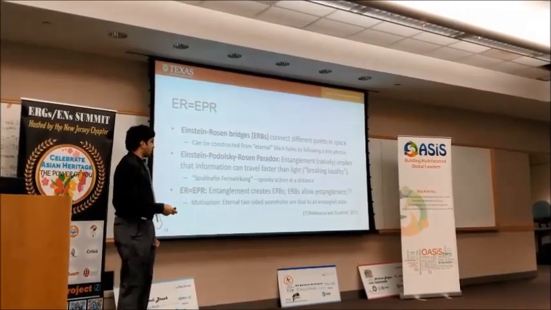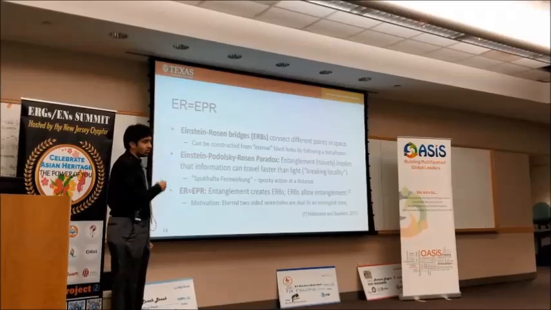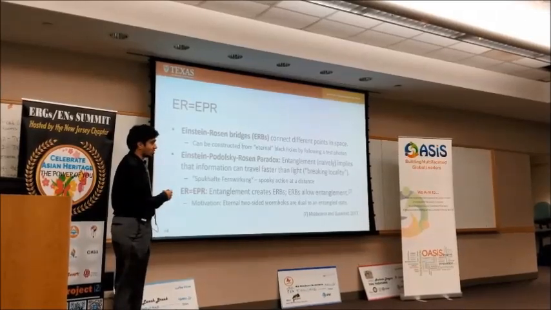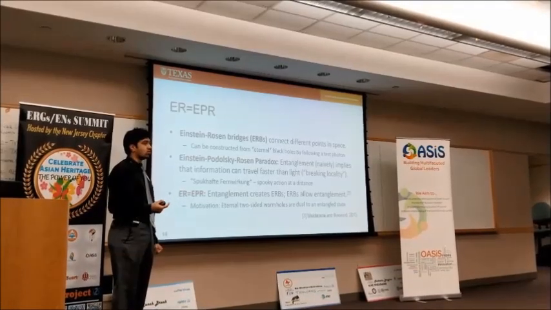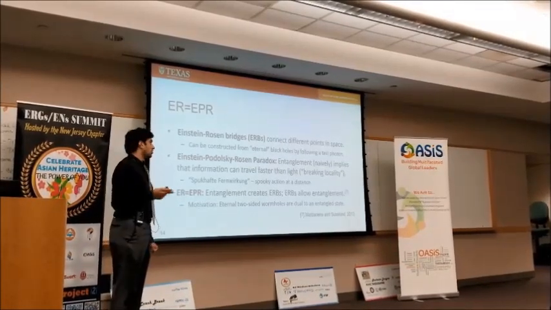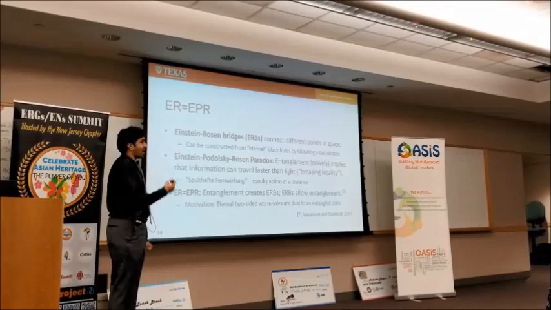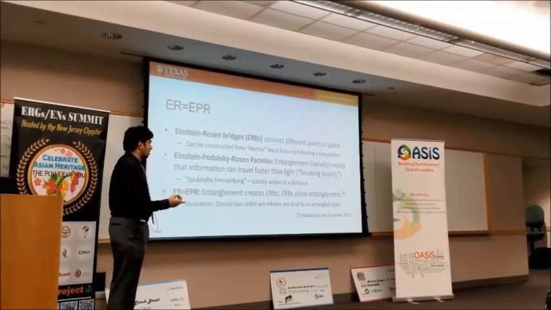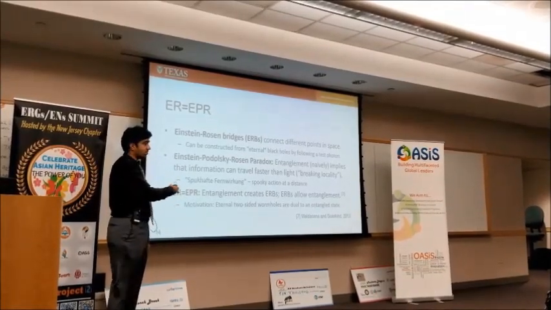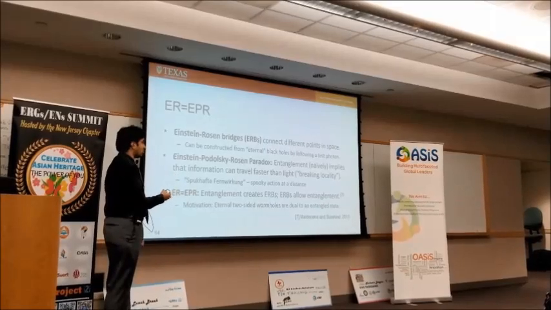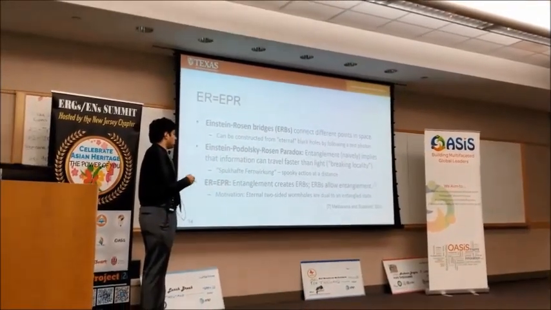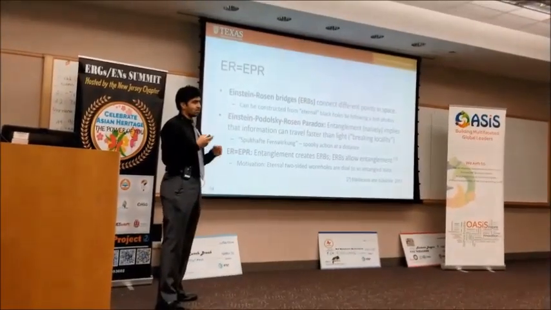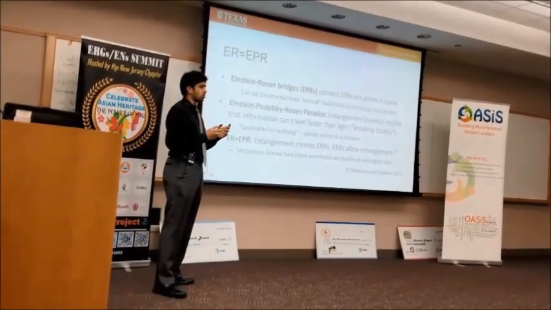The motivation for this was actually the explicit form of what's dual to a two-sided eternal wormhole. Two-sided eternal wormholes are known to be dual to an entangled state. So we know that entanglement and wormholes are somehow related to one another, and this was basically the statement that was trying to formulate that. ER equals EPR is interesting in that regard because it tells us that entanglement and wormholes are related.